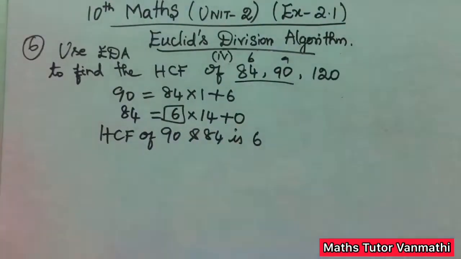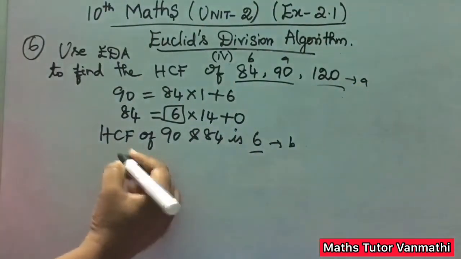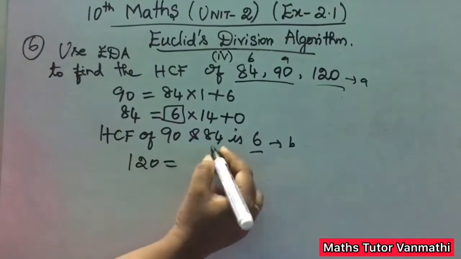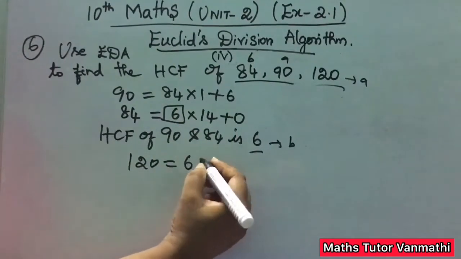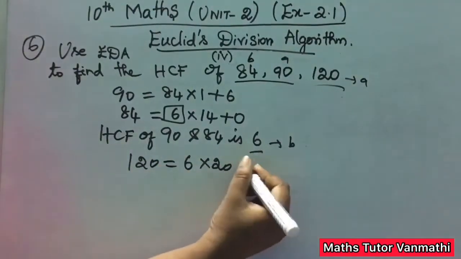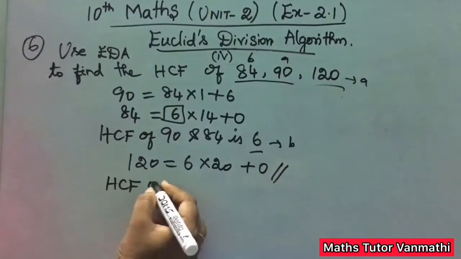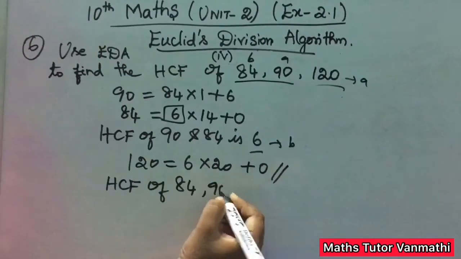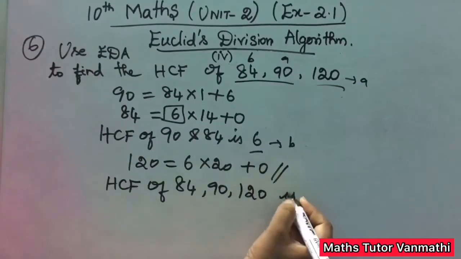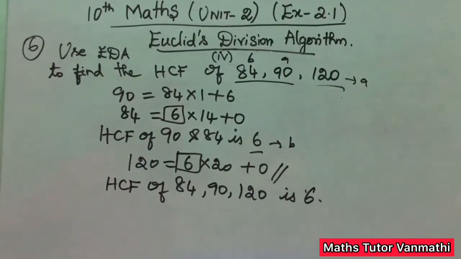Clear? Now using this 6 and 120. Then this is your A value, this is your B value. Clear? Repeating, you get 120 equal to 6 into 20, 20s are 120. 6 zeros are 0, 6 twos are 12, plus 0. By this we can say that the HCF of 84, 90, 120 is 6. Clear? Understood?